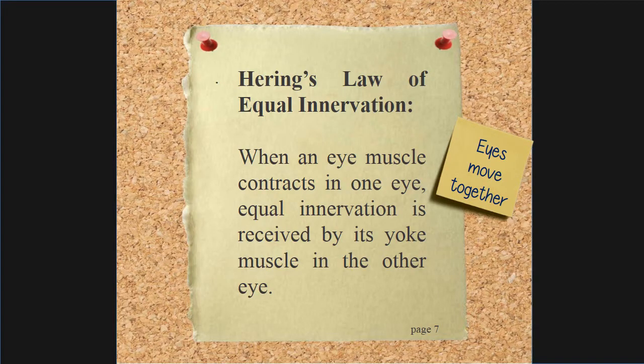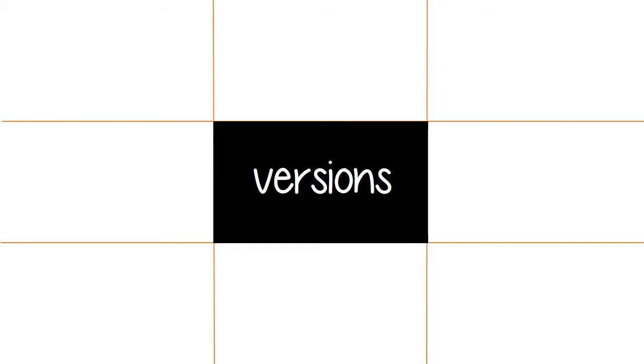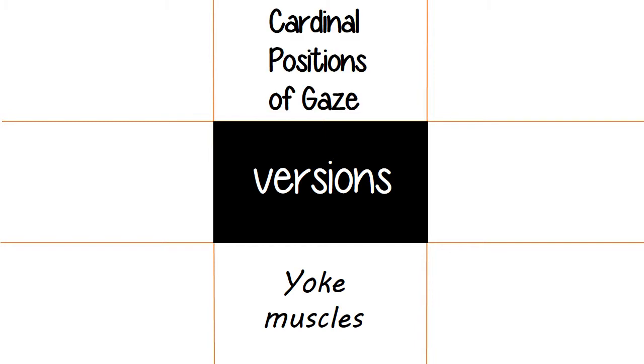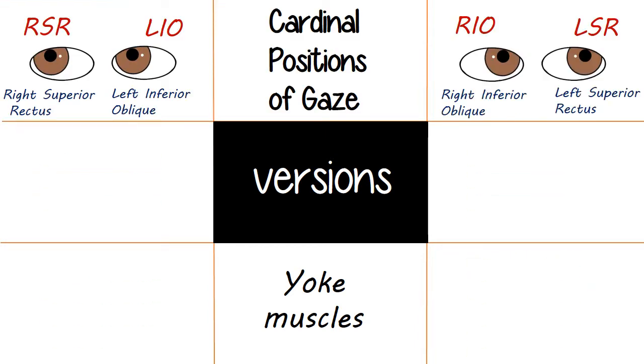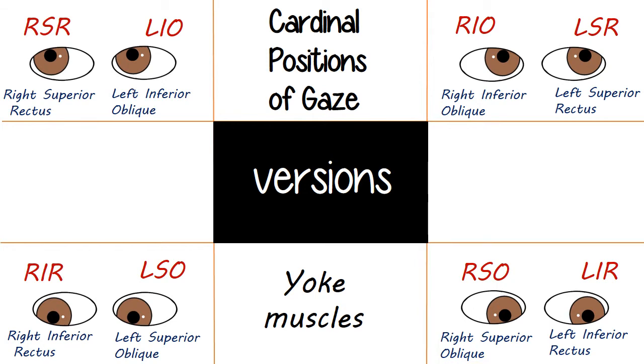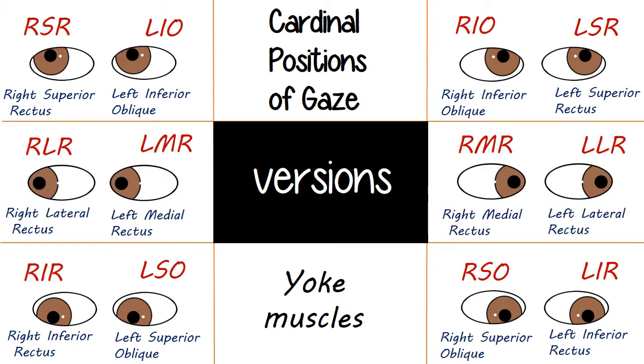Another law, Hering's law of equal innervation. When an eye muscle contracts in one eye, equal innervation is received by its yoke muscle in the other eye. They move in parallel, in other words. We've already gone over the 6 cardinal positions of gaze, and these positions are important because each one of these 6 positions isolates one of the 6 extraocular muscles. This time, note the 6 pairs of yoke muscles responsible for each position of gaze.